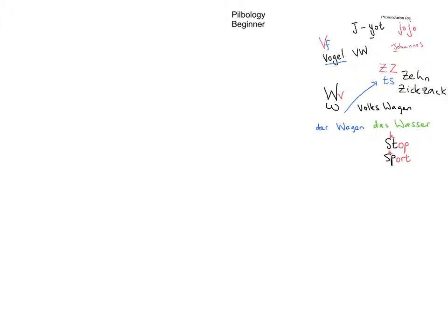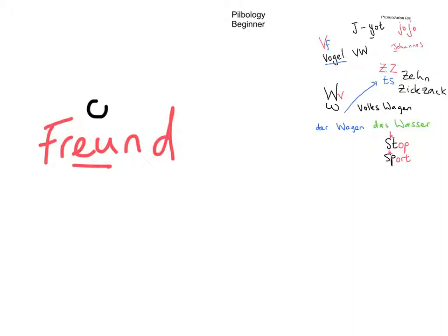The next one I want to have a look at is a combination, and I will write this out. It's the EU sound. The EU, which is actually more of an oi sound. Freund. Freund. Now, try to remember that this D is pronounced a little bit like a T. Alright? Freund. Freund. So the EU sound is an oi.